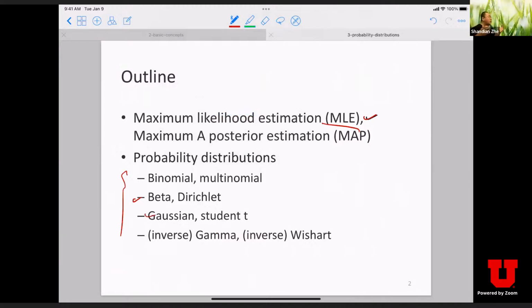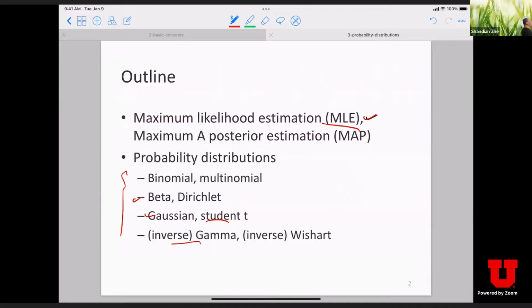We're going to extend the Gaussian distribution to the multivariate Gaussian distribution, which is really useful and very common in the machine learning world. Then we extend to the so-called Student's t distribution, and the multivariate Student's t distribution. Then we're going to talk about the inverse gamma distribution, gamma distribution, Wishart distribution, and inverse Wishart distribution, which are often used to model parameters of Gaussian distributions.